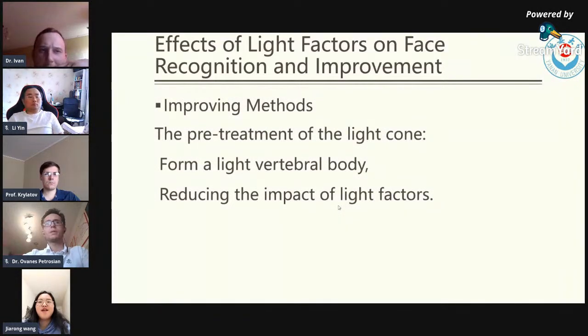Therefore, the proposed improvement to this issue is the portrayal of the light cone. Under the irradiation of different forms of light, a light cone will form. This cone can be represented by a linear subspace, thus reducing the impact of light factors. By converting the whole face image into the cone, the impact of the shadow part is reduced, improving the recognition rate of the image.